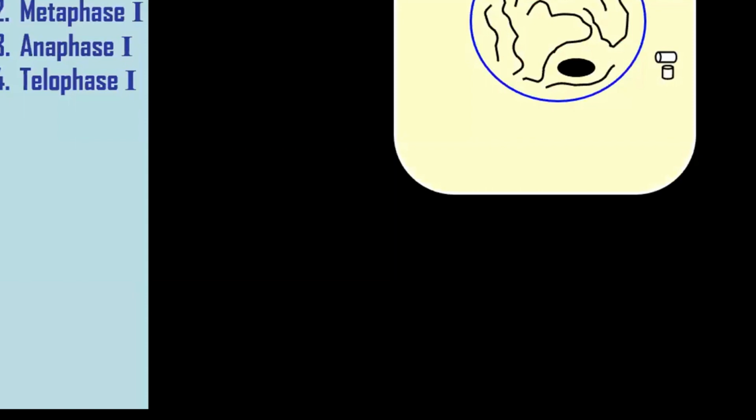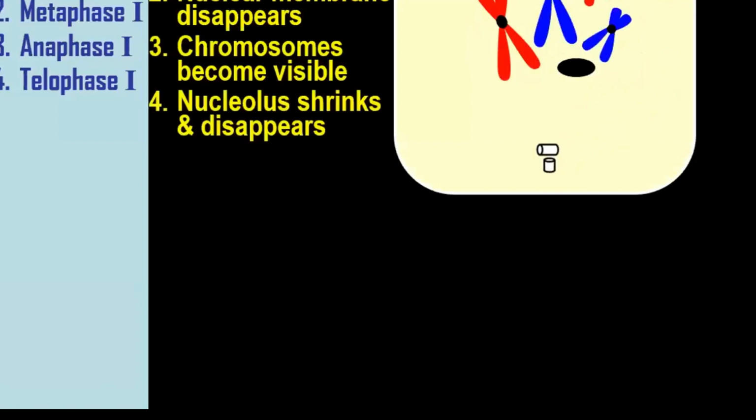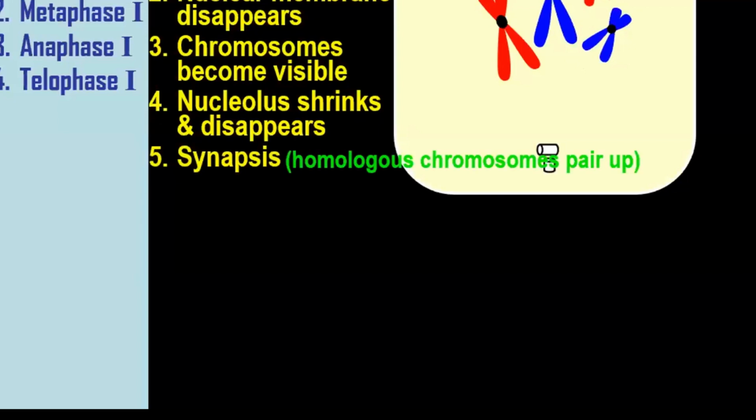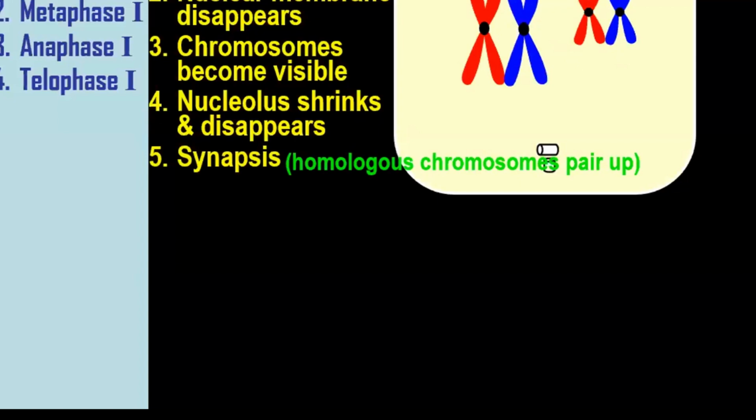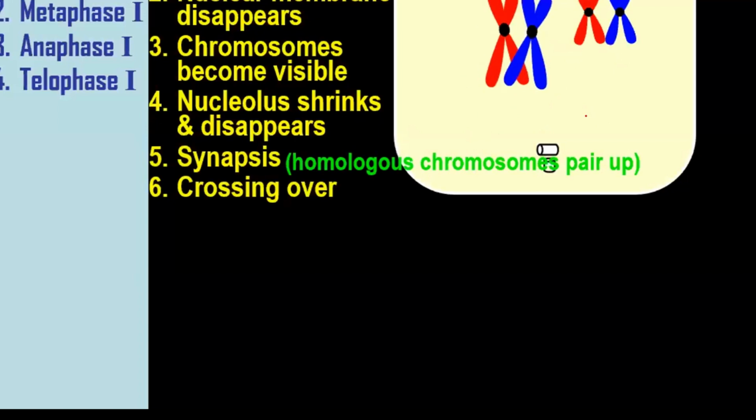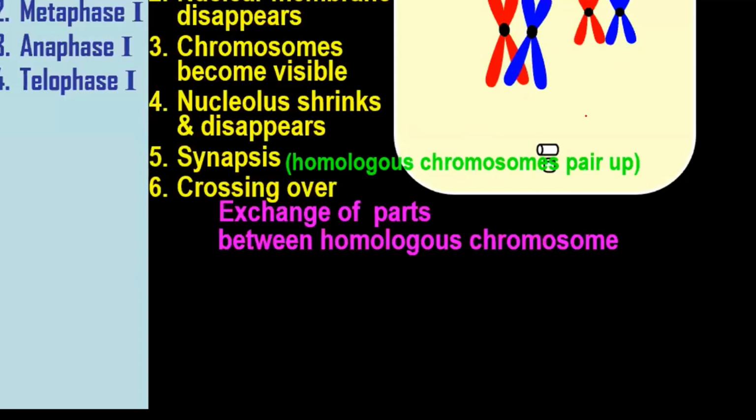Four, correct? Here, good news. For prophase 1, just repeat the same four points: nuclear membrane and nucleolus disappear, chromosomes become visible, and spindle fibers form. But there are two more points. Synapsis occurs: homologous chromosomes pair up. One pair is called a bivalent. And crossing over occurs. Crossing over means they overlap. We call it exchange of parts between homologous chromosomes.